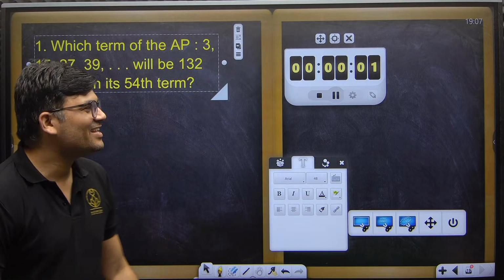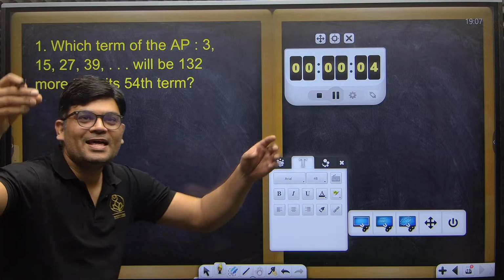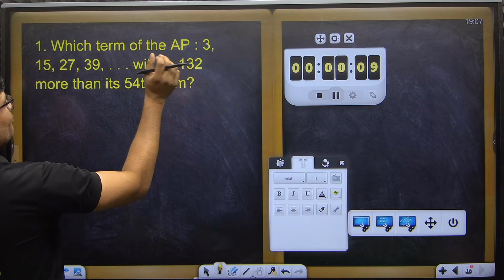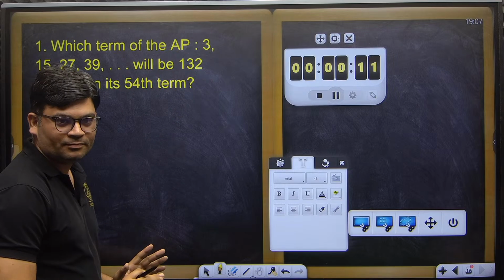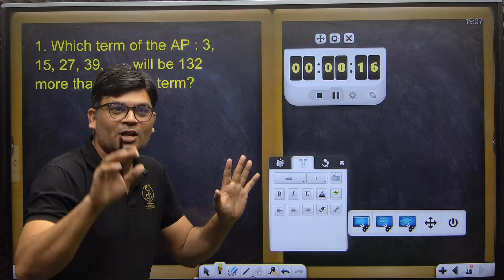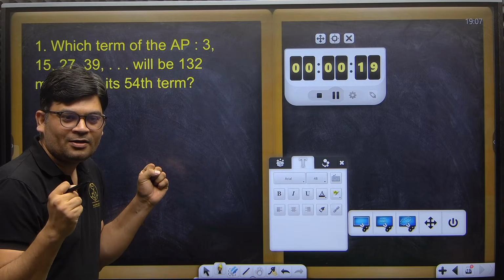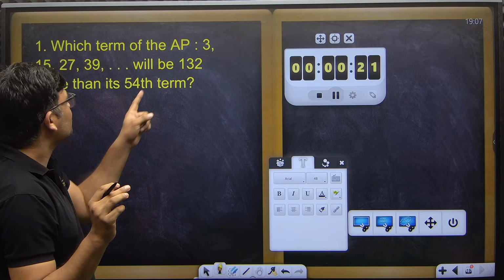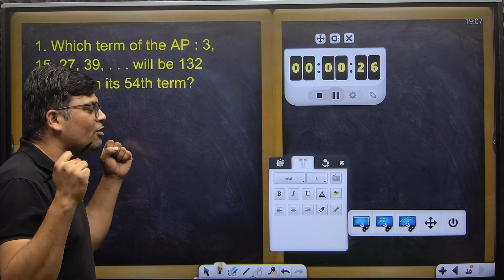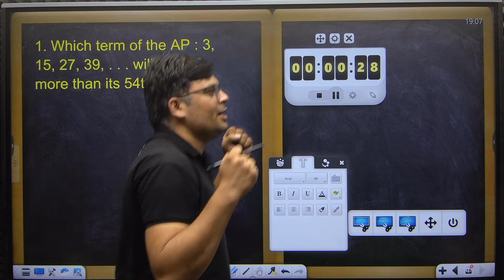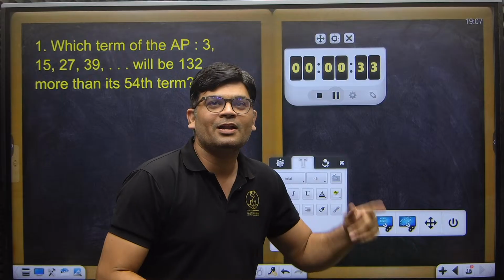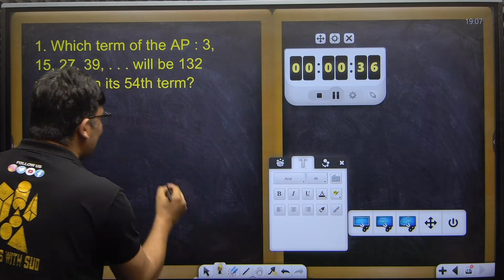चलो देखो ध्यान से. ओके सब लोग, सबका ध्यान इधर. Which term of the AP will be 132 more than the 54th term? ठीक है, 54th term से कितना ज्यादा है? 132. Now see the question. Suppose you think I am a monkey, frog. So 132 more from the 54th term. Now you think that I am standing on 54th term. So I will jump, and I will reach up to how much space I will cover? 132.